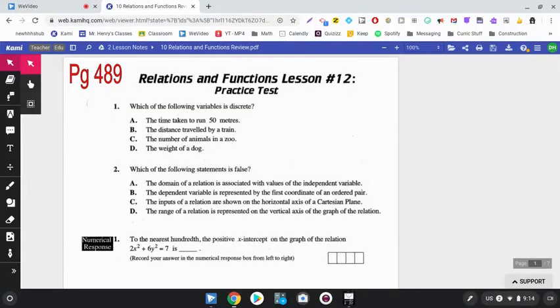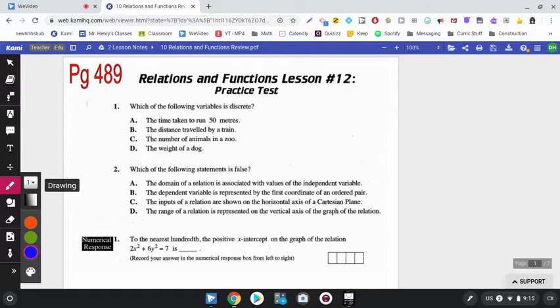Here it is, page 489, and this is the practice test for the unit. So I'm going to run through this. It's a decent review lesson. I'll hit some of the key concepts, and then you can really focus yourself in your studying with the review package that I'm posting as well. Some of these I'm skipping because they're bad and I've got them crossed off, but we'll work through. Okay, which of the following variables is discrete?